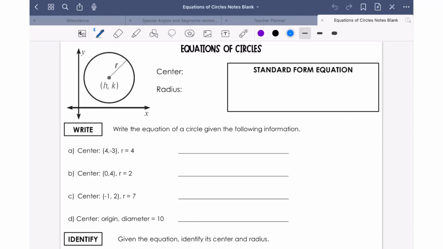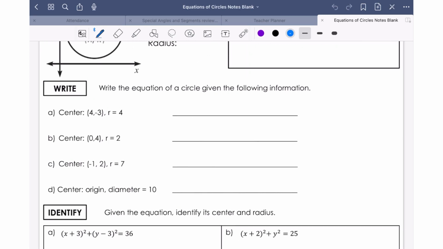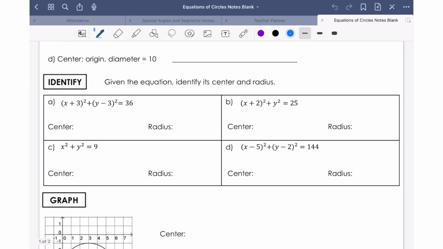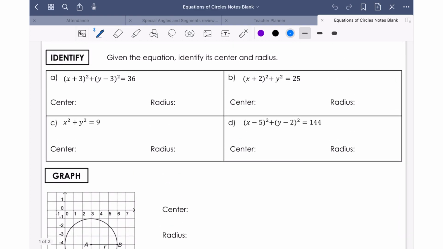We're starting our new topic in our circles unit, and it is going to be the equations of circles. What that means is us writing the equations, figuring out what parts of the equations belong to the circle, identifying those parts, and also graphing them. So in our notes, that's the way it's going to go. We're going to write the equation, identify properties of the equation, and then we're going to use the graph and graph.